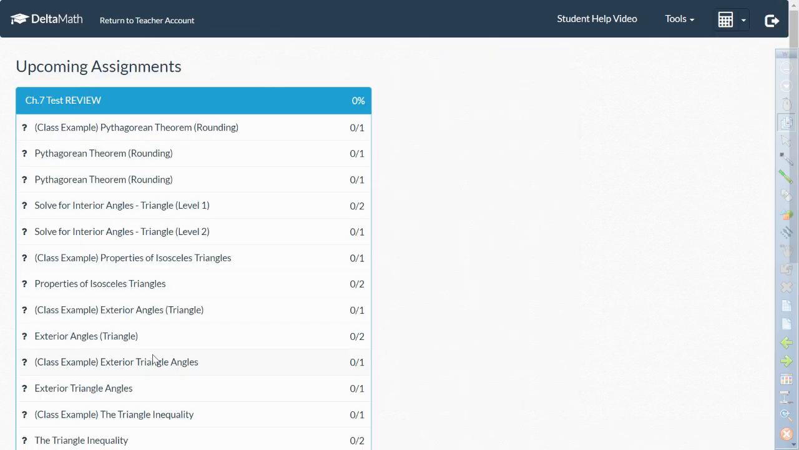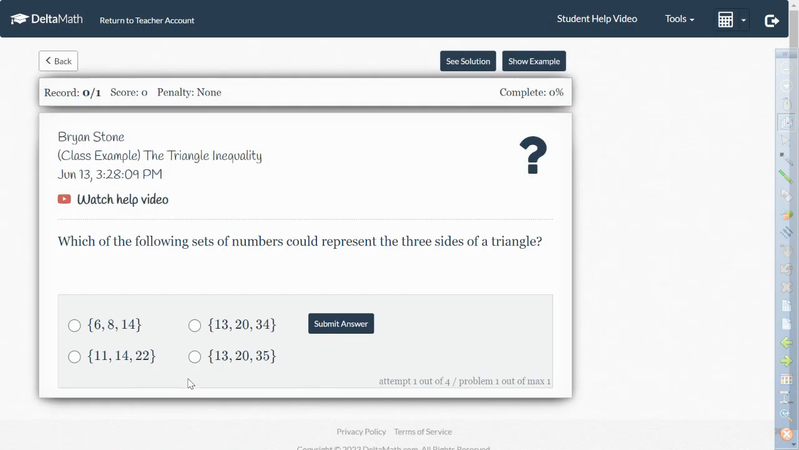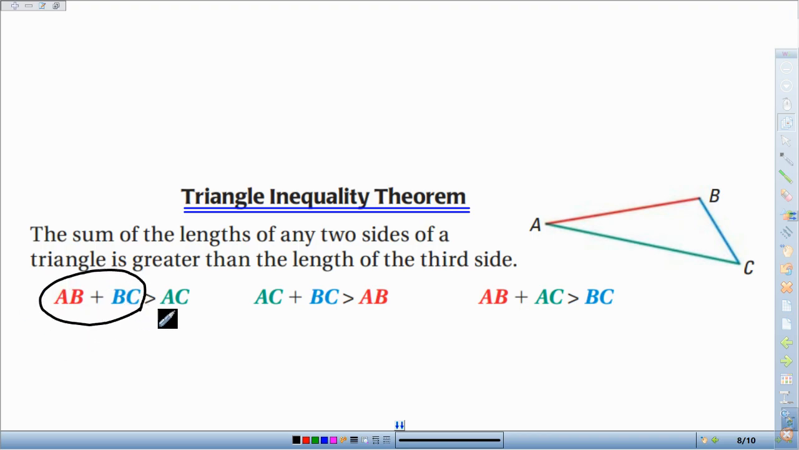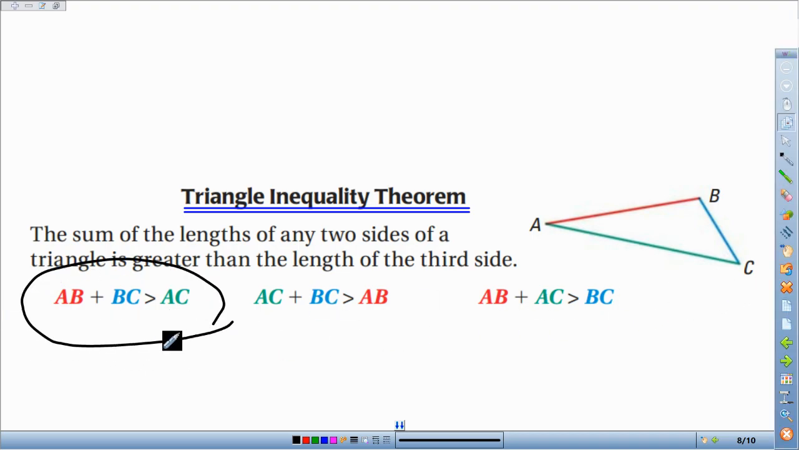Okay, moving along. Next thing we got is the triangle inequality theorem. These are nice and easy. So let me remind you guys on this. The idea on the triangle inequality problems is basically if we add the two short sides together, that needs to be greater than the longest side. This is really the only one that we care about when we go to do these problems.